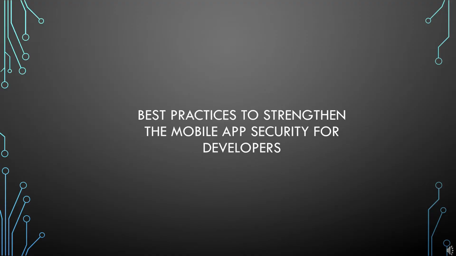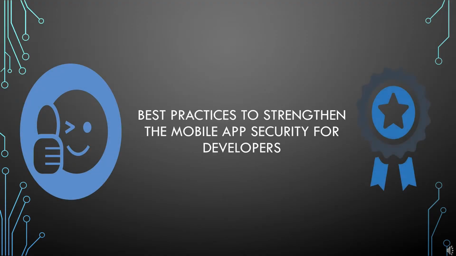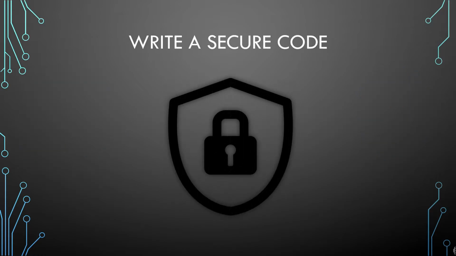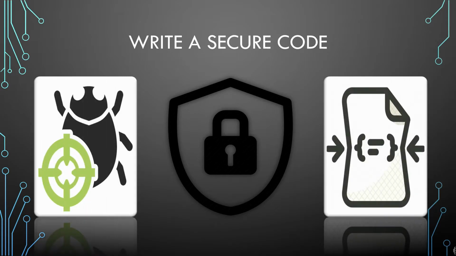Best practices to strengthen the mobile app security for developers. Write a secure code. Keep the security of your code in mind from day one and harden your code, making it tough to infiltrate. Debug or render securely and minify your code so it cannot be reverse engineered. Also, make sure you keep your code agile or responsive so it can be updated easily by the users.